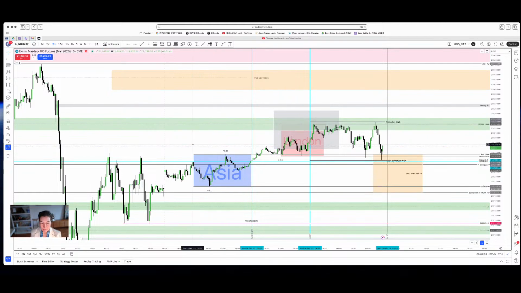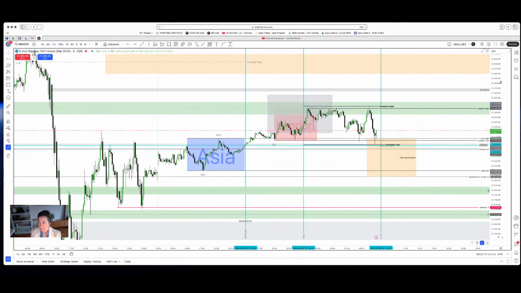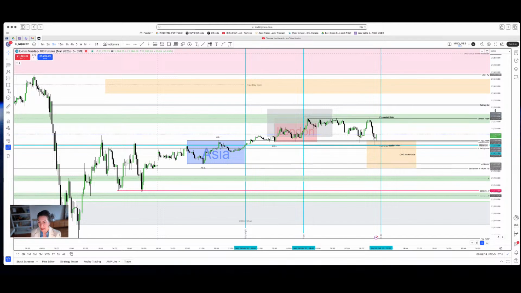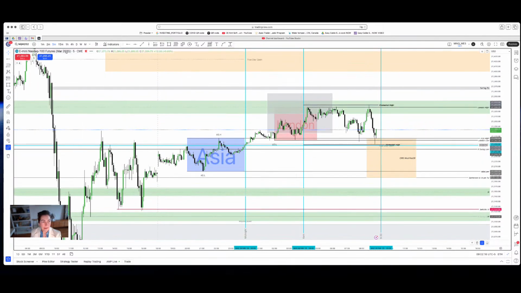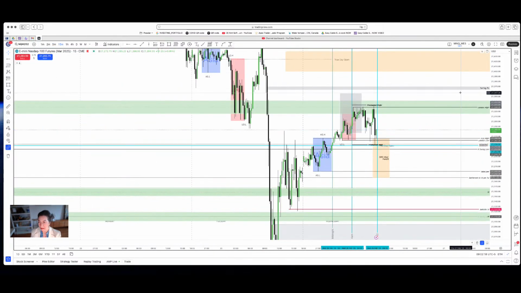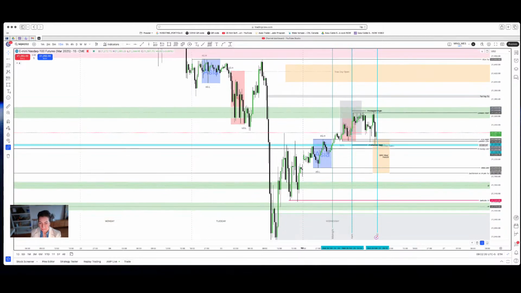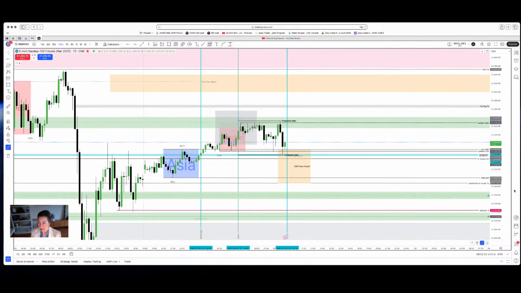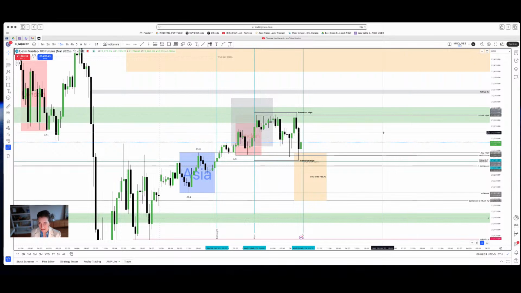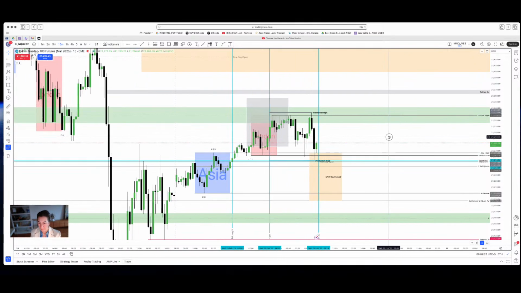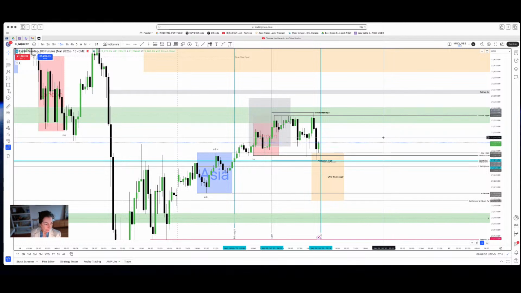Okay, so those are basically the areas that I'm looking at for this morning, and on the 15-minute, quickly scanning for any sibbies or bissies that might be a magnet for price.